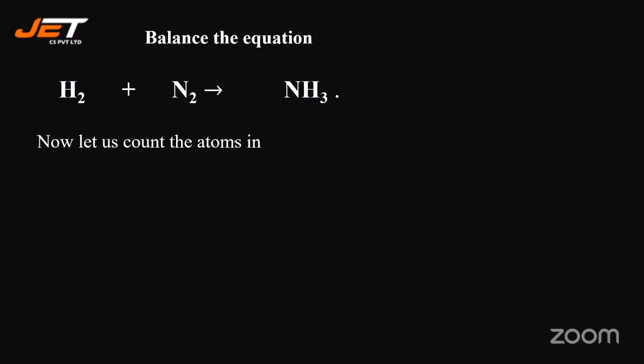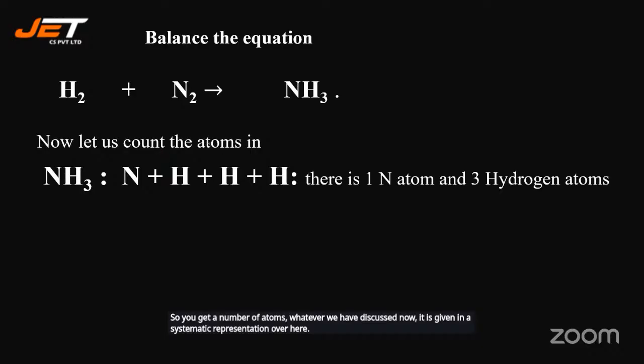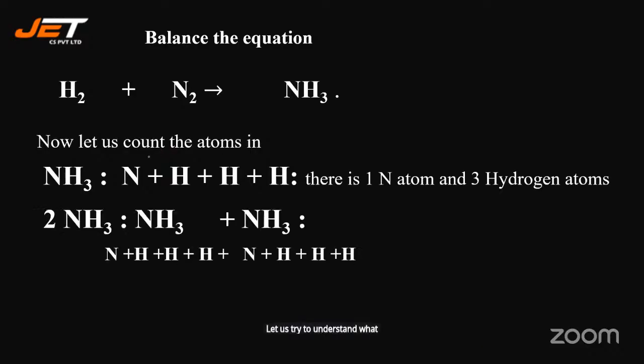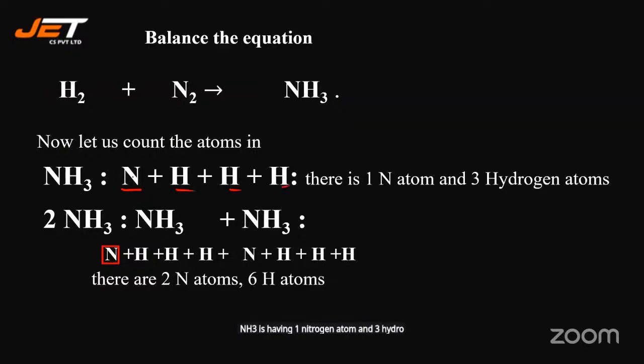So ఇక్కడ number of atoms లో ఎలాగ whatever we have discussed now, it is given in a systematic representation over here. Let us try to understand what is given. So here, if we are counting the number of atoms in the reactants, NH3 is having 1 nitrogen atom and 3 hydrogen atoms. So 1 nitrogen atom and 3 hydrogen atoms.